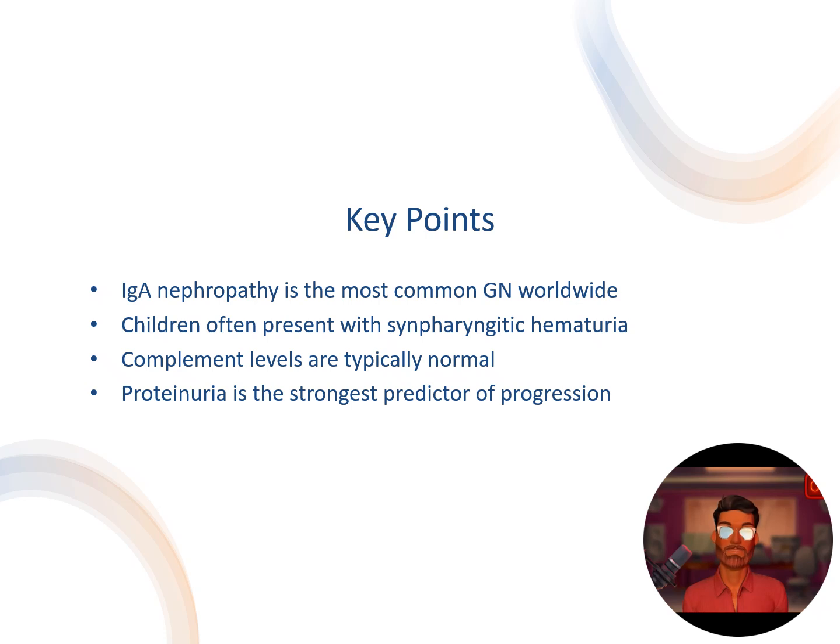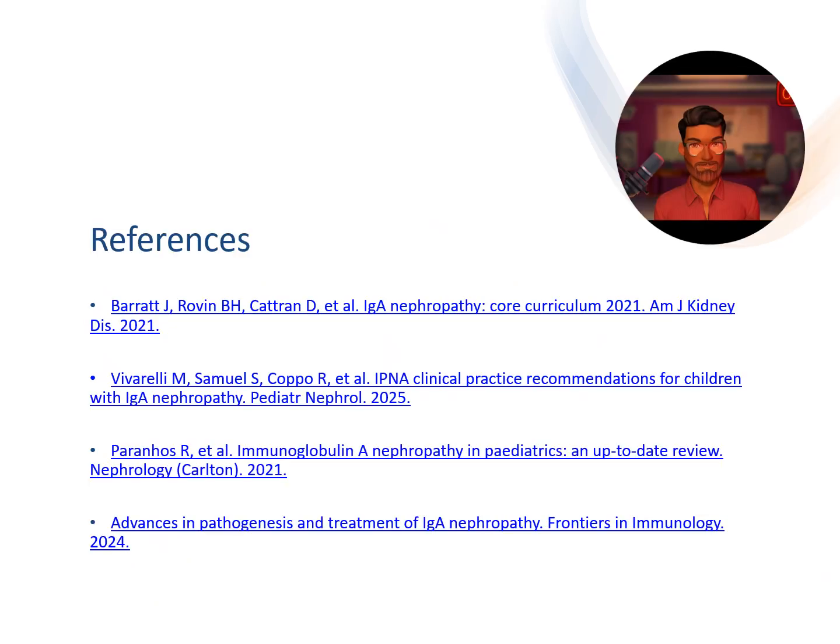What are the key takeaways of IgA nephropathy? You need a biopsy to actually make the diagnosis. Children present with synpharyngitic hematuria. Complement levels are normal, and proteinuria is the strongest predictor of progression. So these kids definitely need nephrology follow-up.